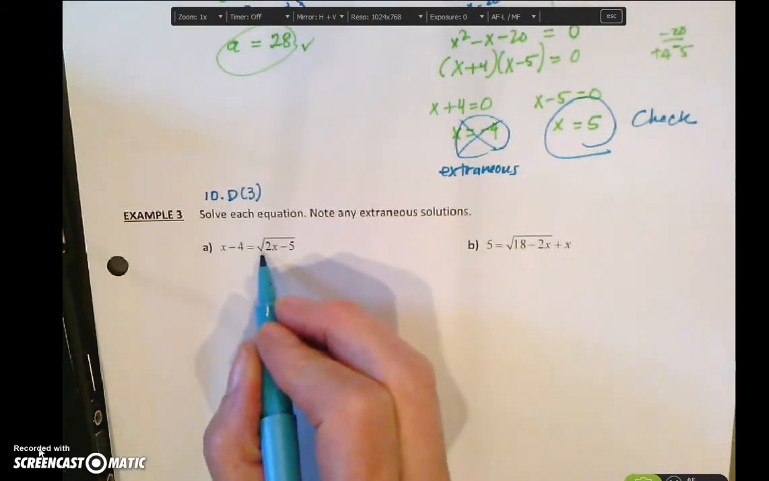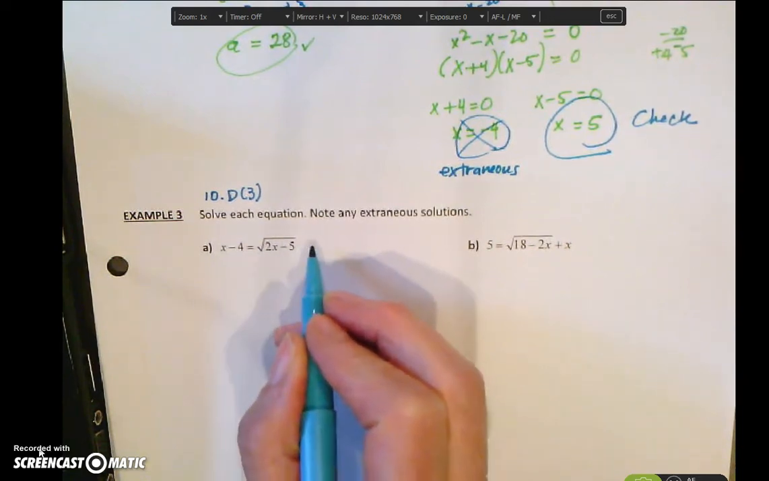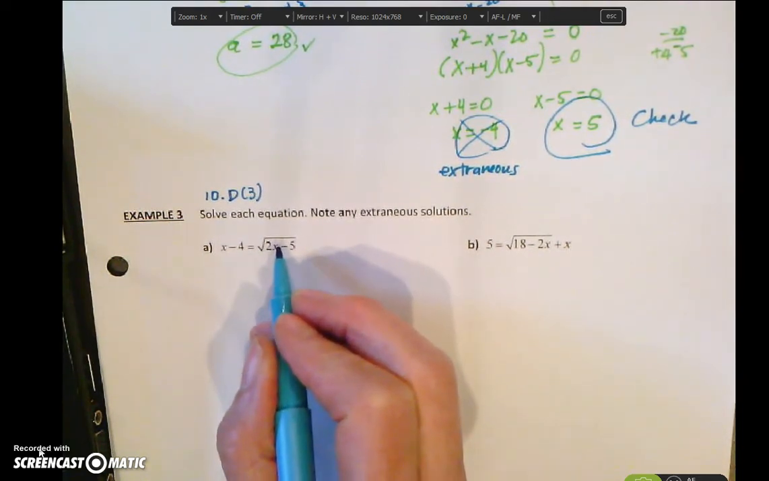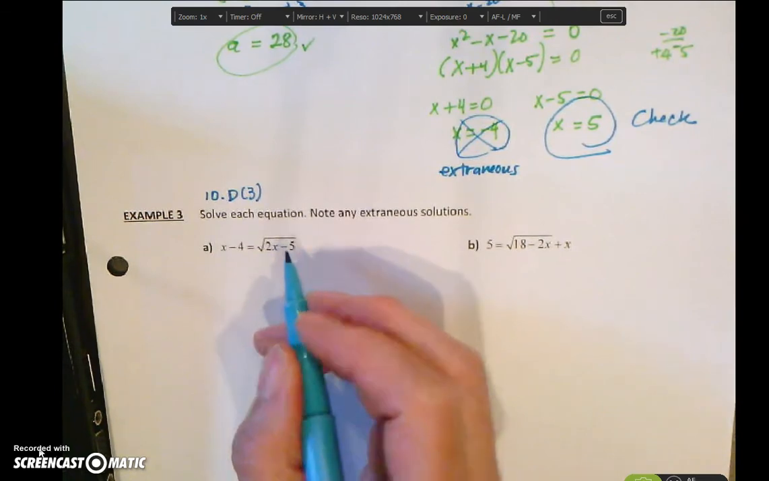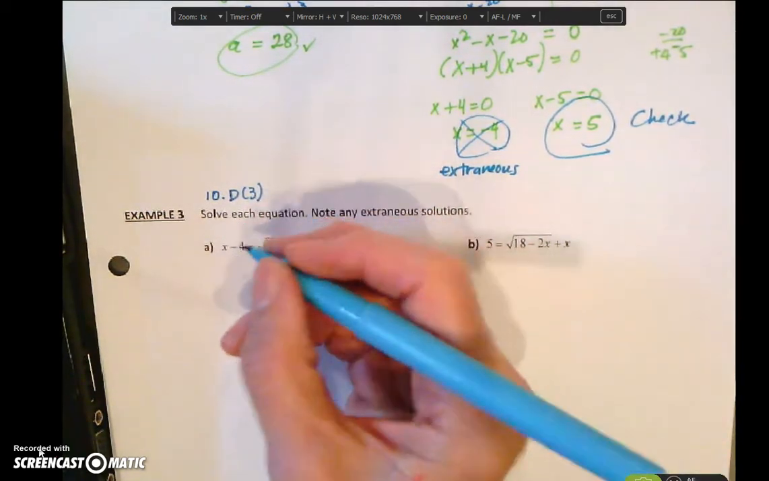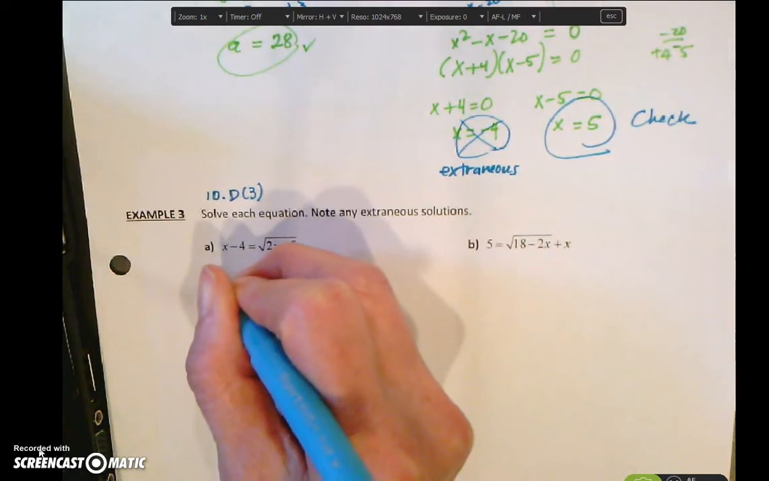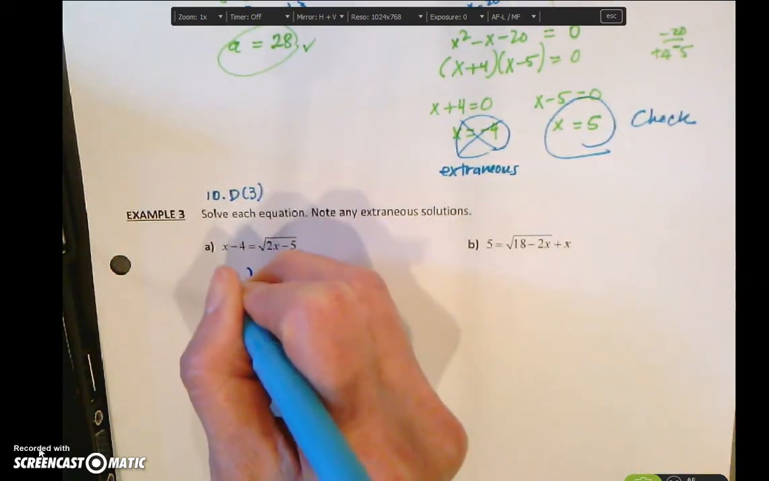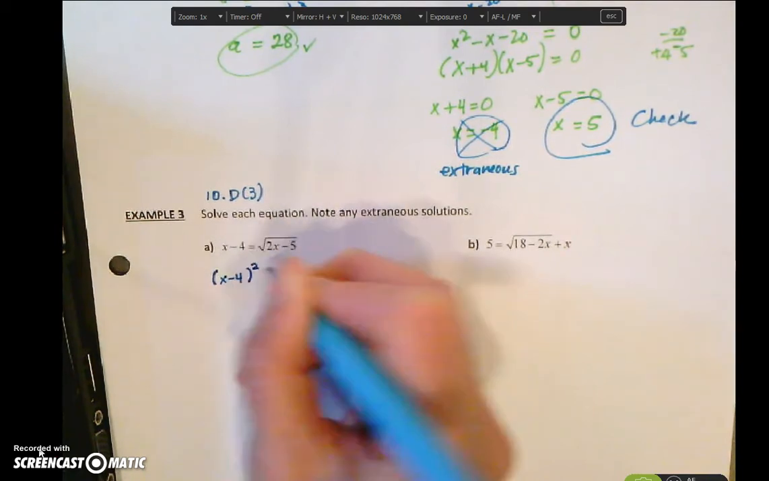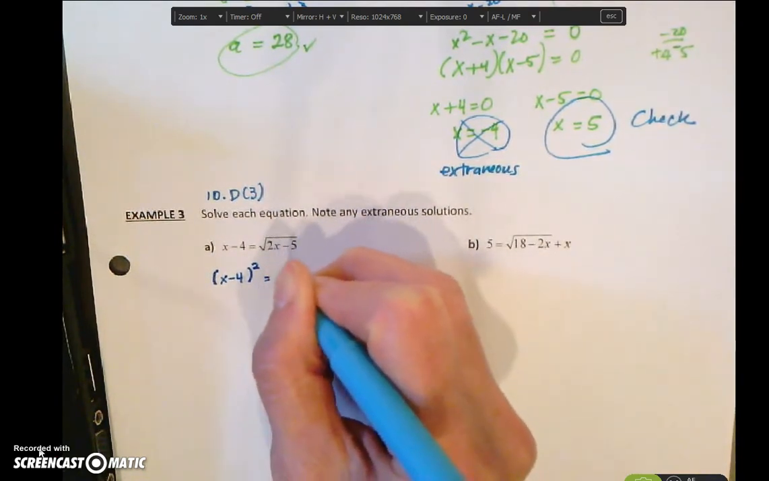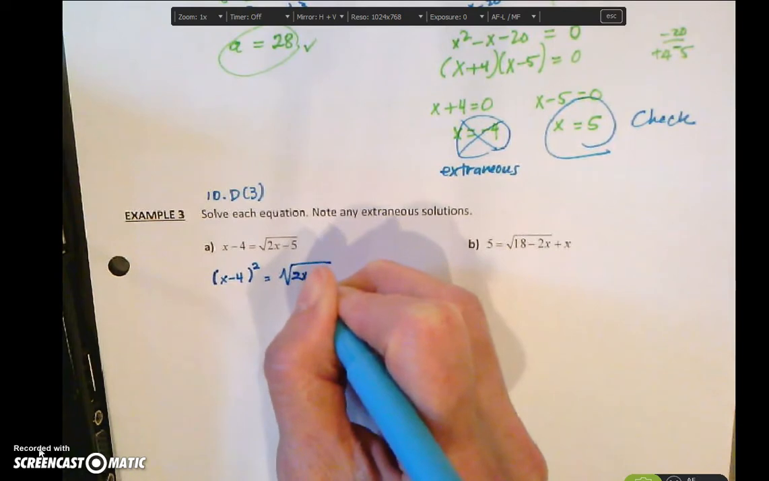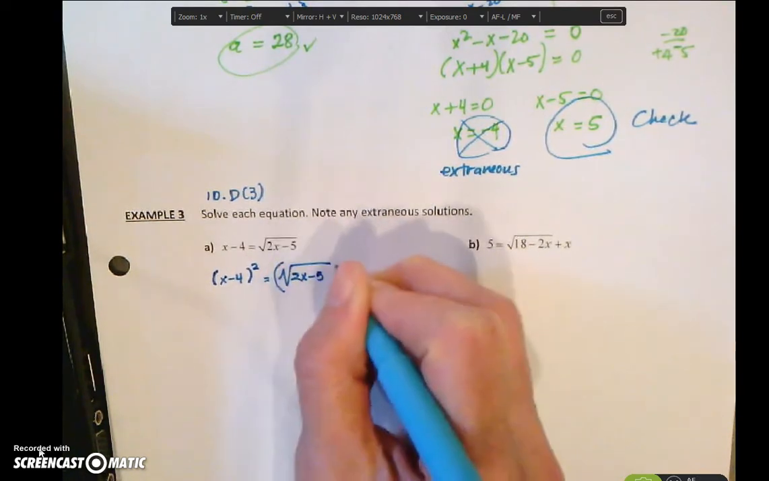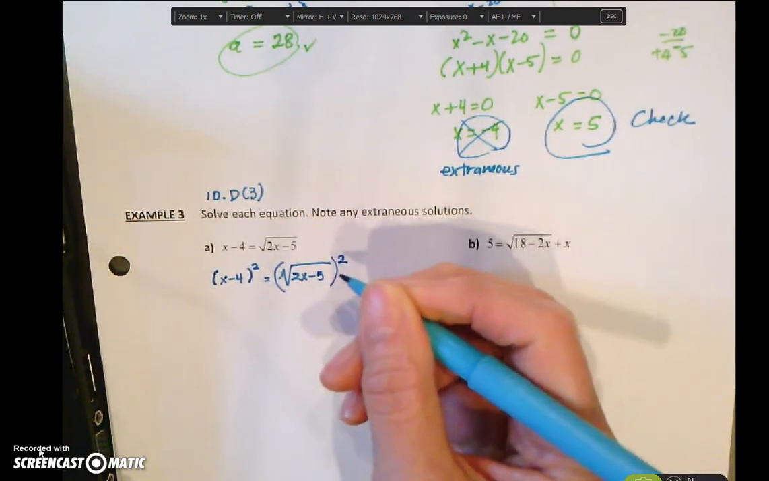Here, we're going to isolate first. So this is alone. There's nothing else over here with this radical. So step 1, check. It's isolated. Now we're going to square both sides of the equation. That means I'm going to take the entire left side and square it, and the entire right side, which is the radical, and square it.